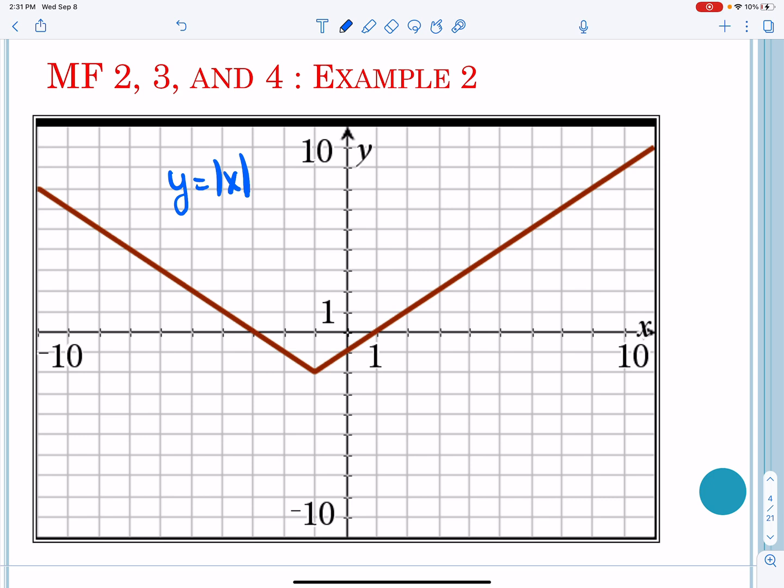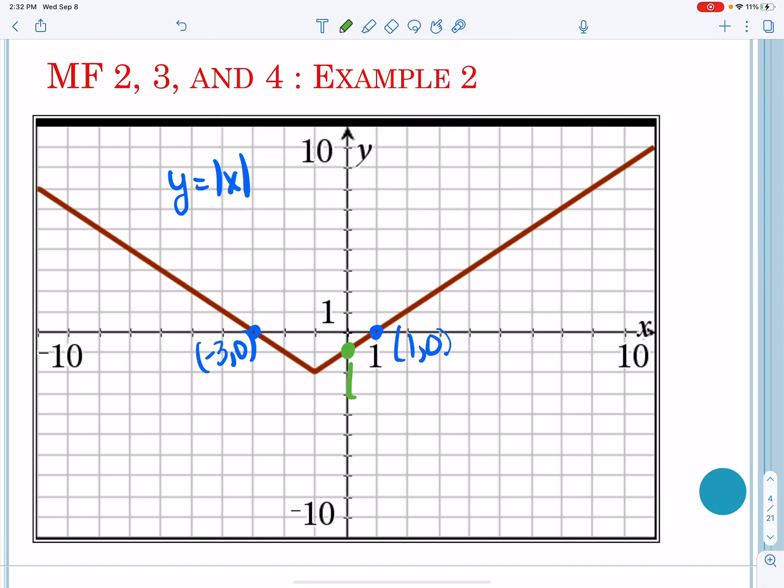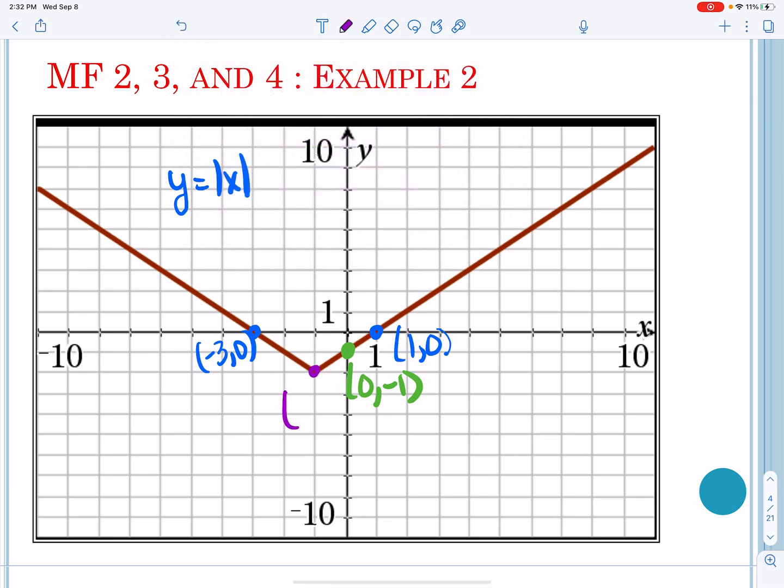Oh, it wants to know where the x-intercepts are, where the y-intercepts are. So if I look at my x-intercepts, I have an x-intercept at (1, 0) and at (-3, 0). Those are my x-intercepts. Those are going to be important to us. I know my y-intercept is at (0, -1). Then it says where is the vertex. So that's something completely different. So my vertex is at (-1, -2).